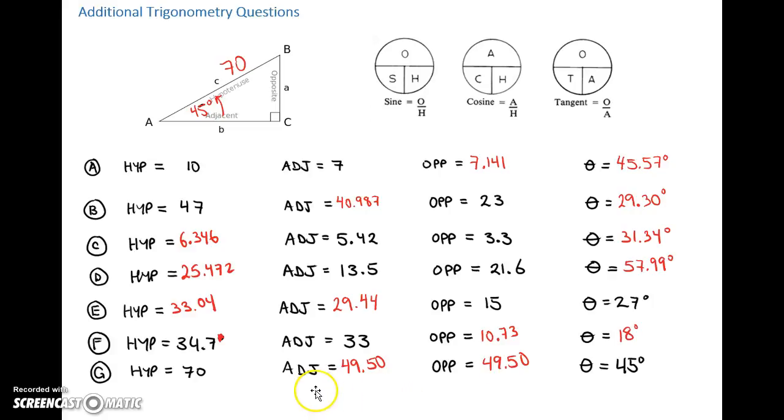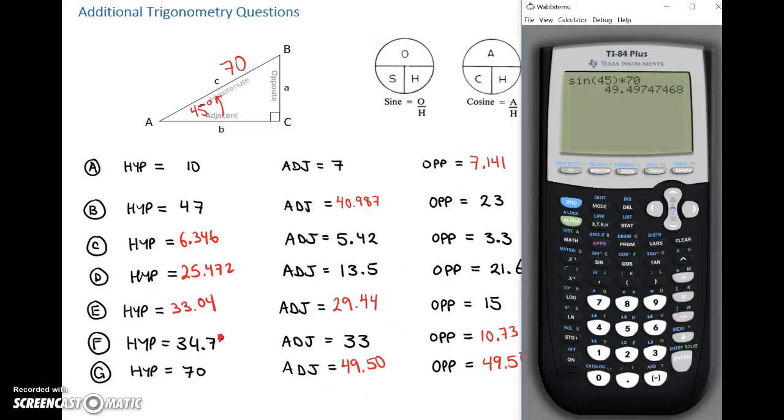Okay, for the adjacent, we could use the cos of the angle times the hypotenuse. So just to show you that that's going to work out as well, let's do the cos of 45, and then we're going to multiply that by our hypotenuse. And that is also equal to 49.497 or 49.50. You can see that on 45-degree triangles, the adjacent and the opposite are exactly the same. All right, guys. Excellent. I'm getting dizzy with all these trig questions. So if you're like me, take a break for a bit and then come back.